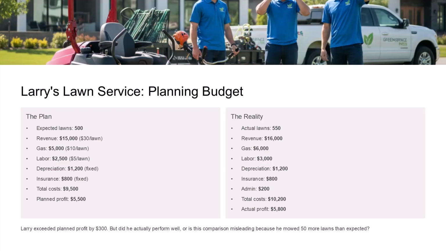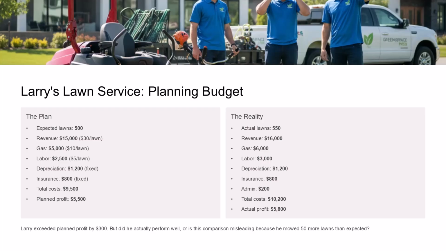Larry's lawn service, the planning budget problem. Let me introduce you to Larry. Larry runs a lawn service company, basic business model. He mows lawns, charges per lawn, tracks his costs, tries to make a profit. At the start of the month, Larry creates a planning budget. He expects to mow 500 lawns. His revenue expectation is $15,000. That's $30 per lawn.